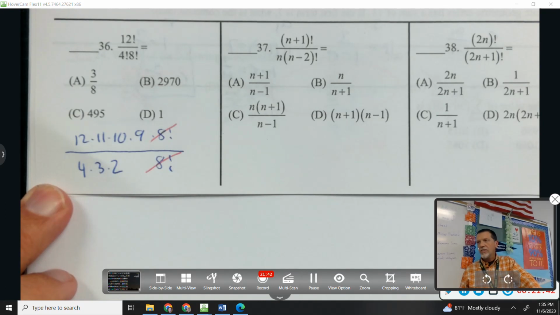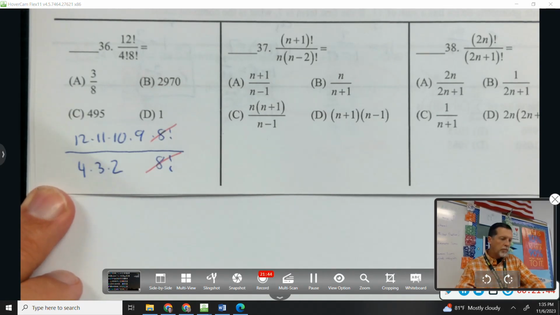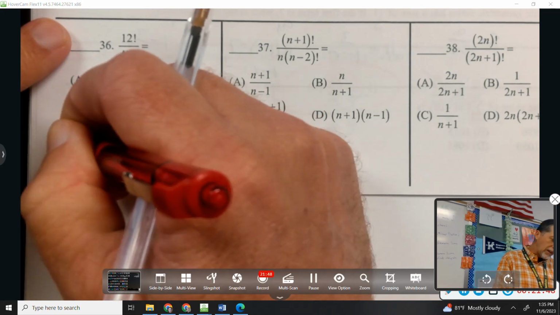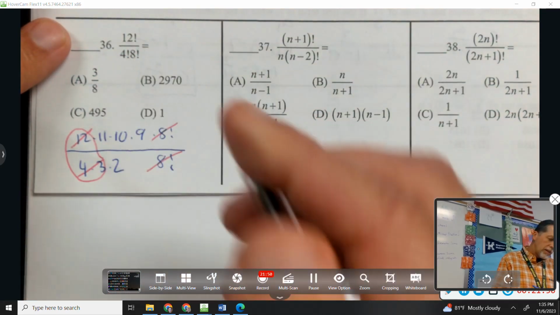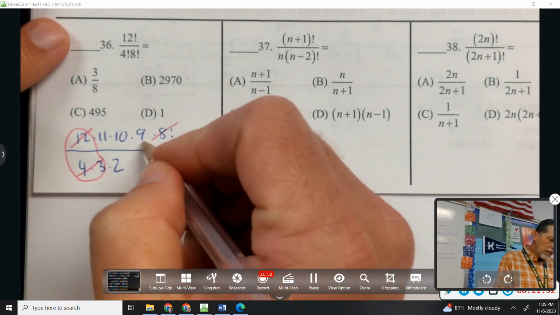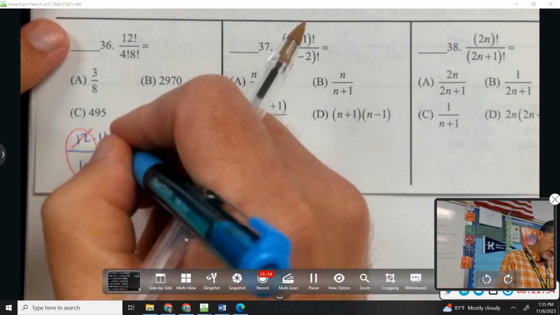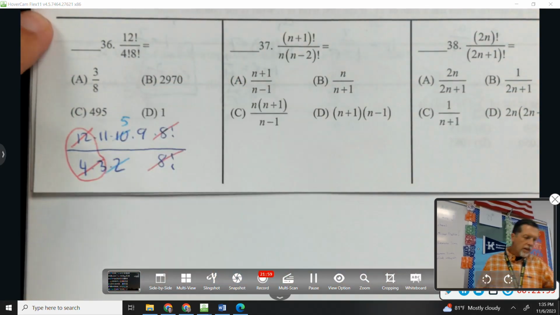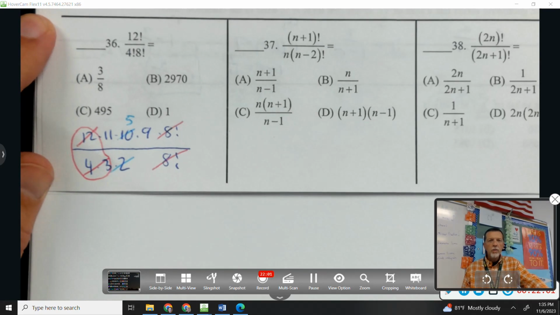Alright, so now it's just like pairing up things to cancel. And 4 times 3 is 12, so that makes an easy thing to cancel. The 2 would reduce with the 10, making 5. And so, again, the only problem with these is be neat and be careful so that you can see what's left.